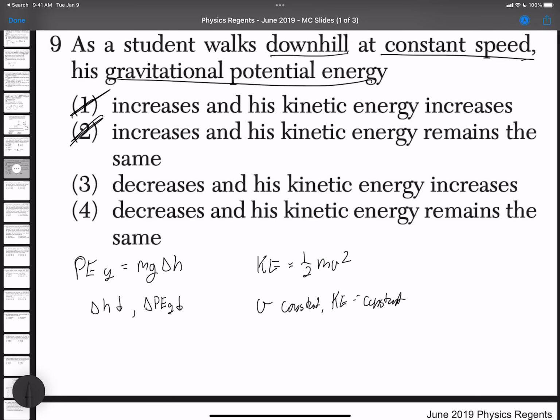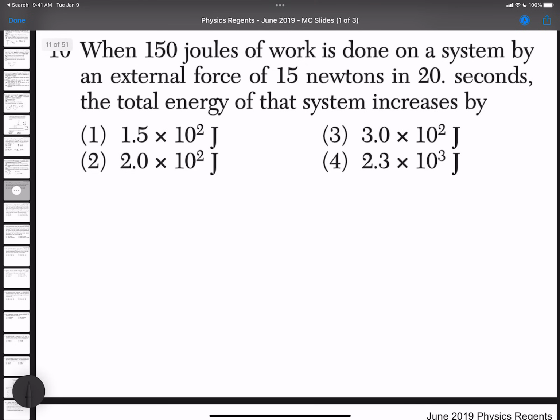Okay, and so the gravitational potential energy decreases and the kinetic energy remains the same. Question 9, answer choice 4.